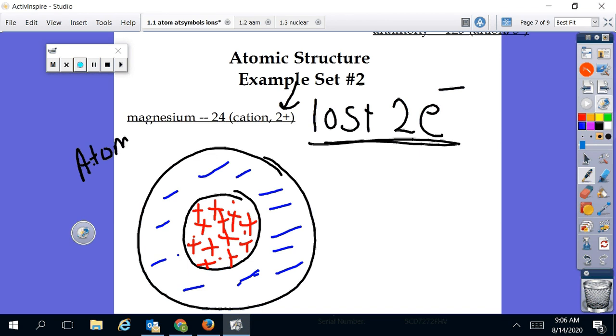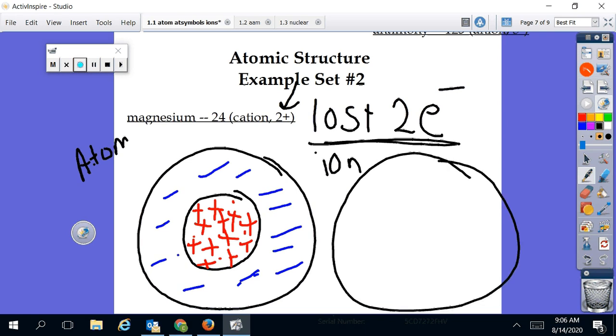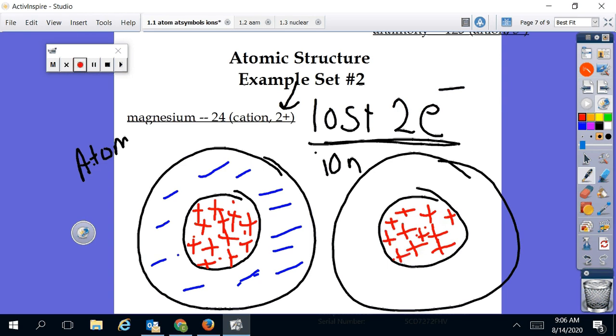Now, if it's an ion that's +2, let's think about it and draw this again. Remember, the protons can never change. You change those protons, you change the element, and we can't change the element. So we still have 12 protons in the nucleus: 1, 2, 3, 4, 5, 6, 7, 8, 9, 10, 11, 12.